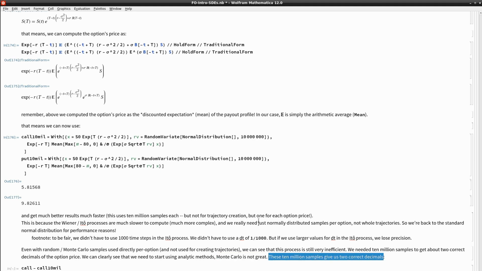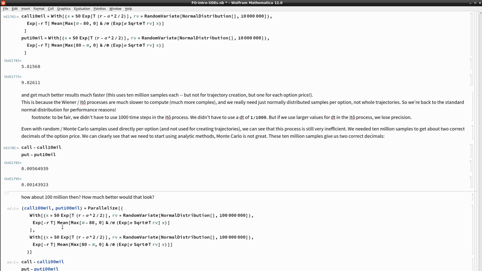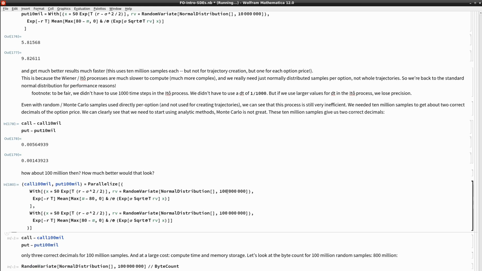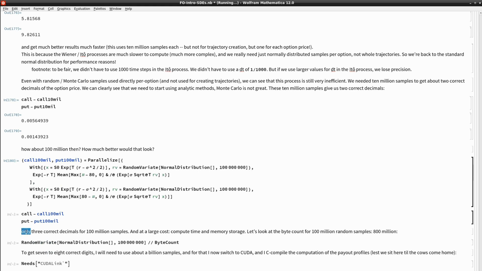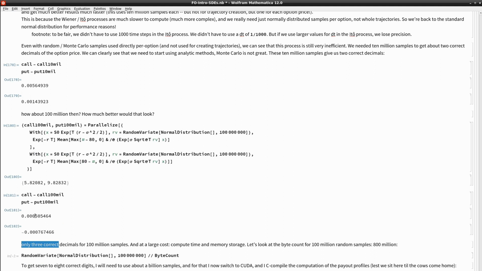These 10 million samples give us only 2 correct decimals. Yeah, we've seen this already before, or just take the difference here. We see that we have 2 zeros after the decimal. So the next question could be, how about 100 million then, right? So let's parallelize this even further, and let's use 100 million samples each. And this computation will again take a while, but unfortunately we now only get 3 correct decimals for 100 million samples, right? It's increasingly inefficient. You see in the difference here 3 zeros after the comma and 3 zeros after the comma for the puts, right? And at the large cost, the compute time and memory storage.